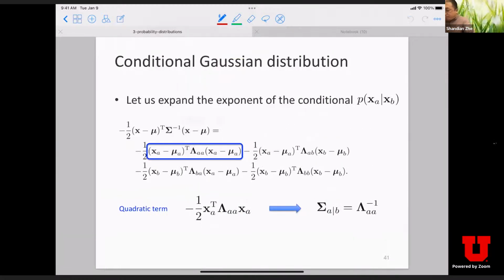And similarly, if we look at the lambda AA, imagine that for our conditional Gaussian distribution, we still need to match the covariance matrix and also the mean vector. The inverse of the covariance matrix corresponds to the matrix in the quadratic term that relates to XA. So we know that lambda AA will be the inverse of the conditional covariance matrix of A given B.